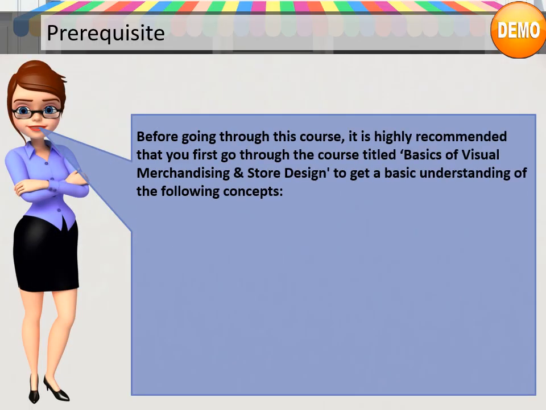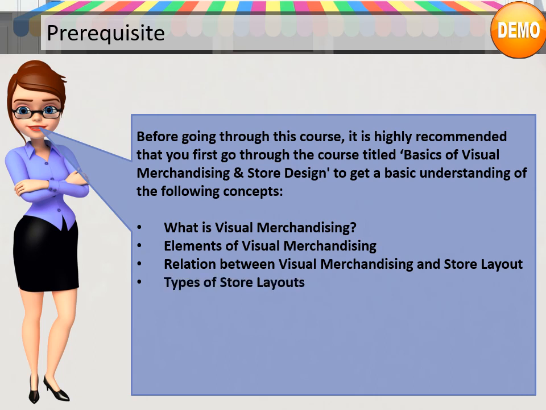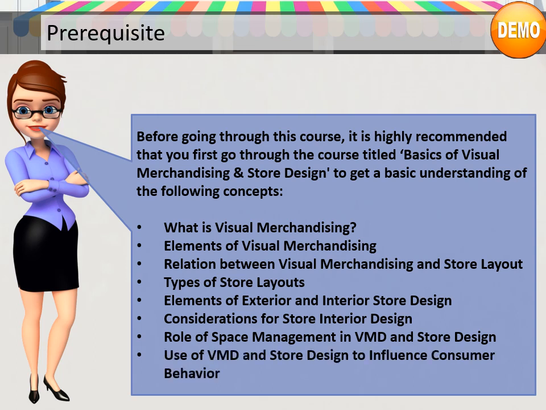Prerequisite. Before going through this course, it is highly recommended that you first go through the course titled Basics of Visual Merchandising and Store Design to get a basic understanding of the following concepts. What is visual merchandising? Elements of visual merchandising. Relation between visual merchandising and store layout. Types of store layouts. Elements of exterior and interior store design. Considerations for store interior design. Role of space management in VMD and store design. Use of VMD and store design to influence consumer behavior.